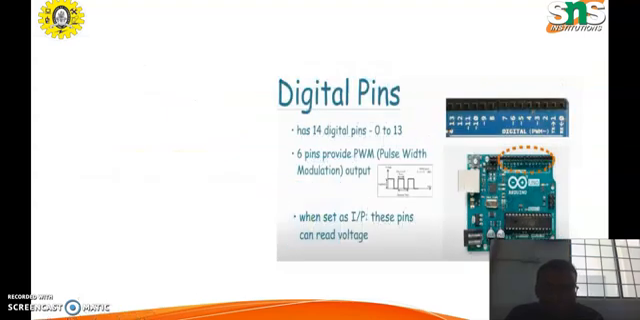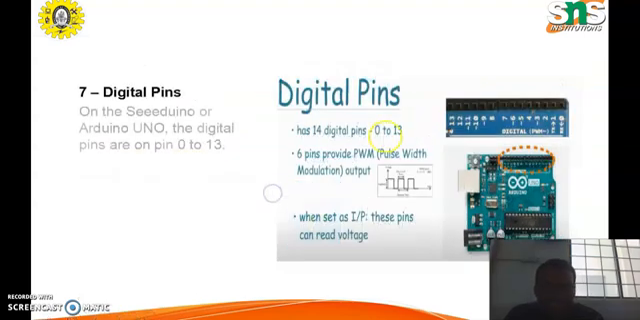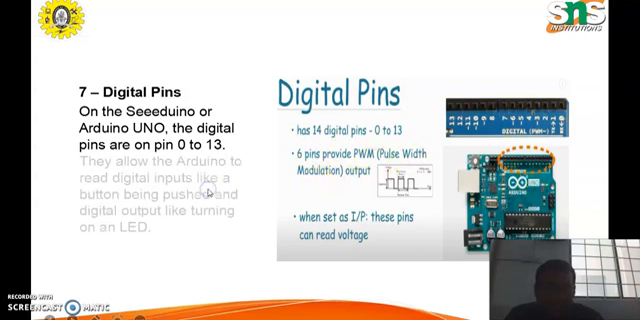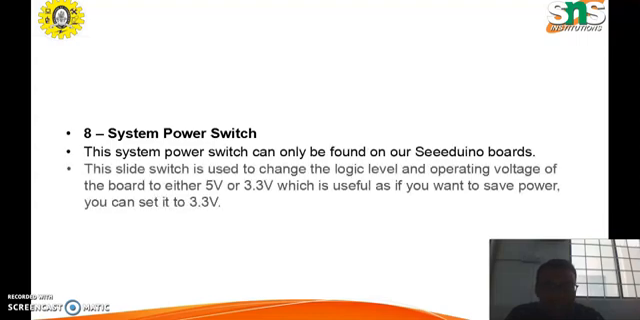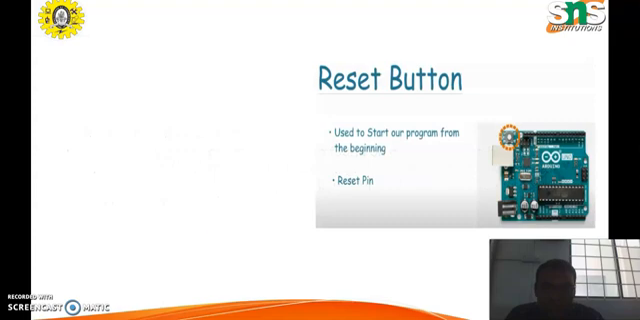Next component in the Arduino board is the digital pin. Arduino UNO has 14 digital pins, ranging from 0 to 13. It has 6 pins that provide pulse width modulation output. Next important component in the Arduino is the system power switch. The system power switch can only be found on some Arduino boards.